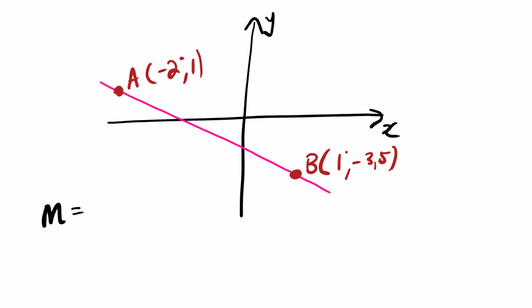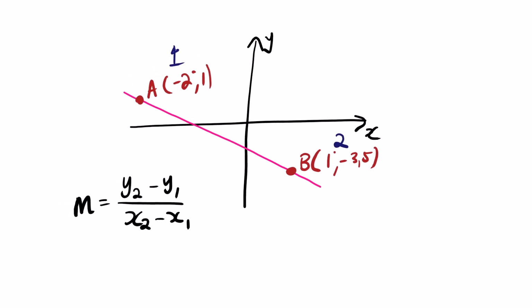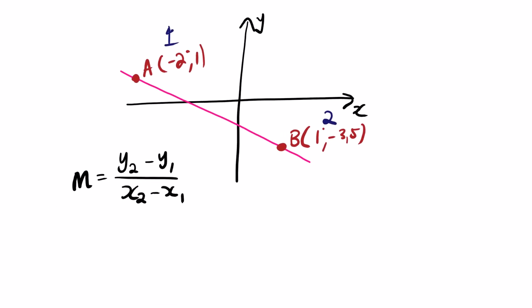M is equal to y2 minus y1 all over x2 minus x1. Now we need to decide and label our points. Let's say point A is point number 1 and then point B is point 2. Now you can see that point 1, remember, x coordinate is -2, y coordinate is 1, x coordinate of point 2 is 1, y coordinate of point 2 is -3.5.